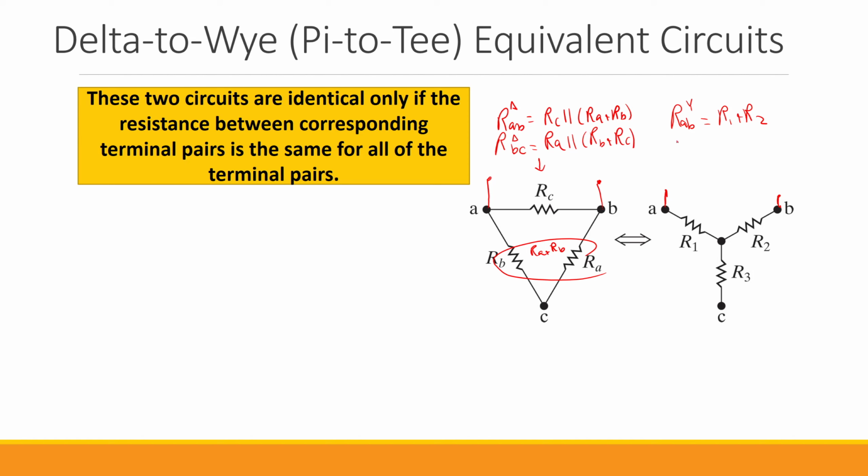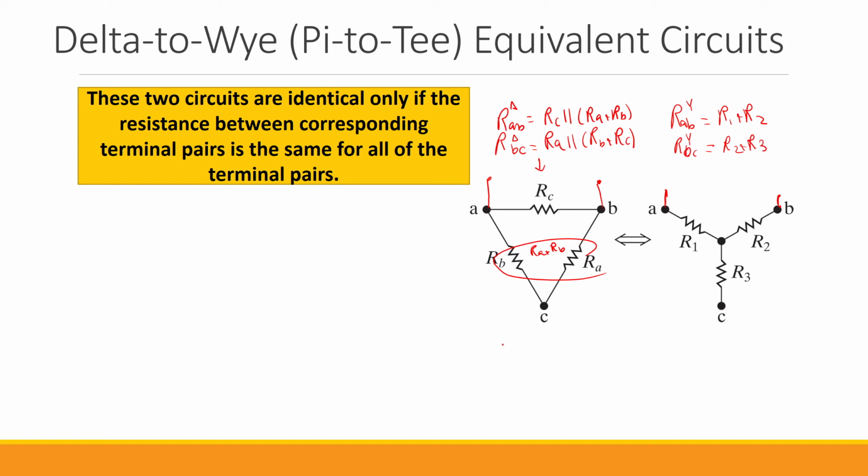What about for RBC for the Y or T configuration? When A is not connected anywhere, that means that it is open circuit, there is no current going through it. So for all intents and purposes, this is open circuit, so it looks as if R1 is not even there anymore. So this will be R2 plus R3.